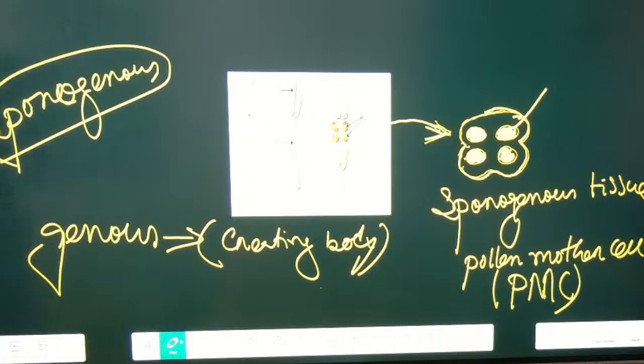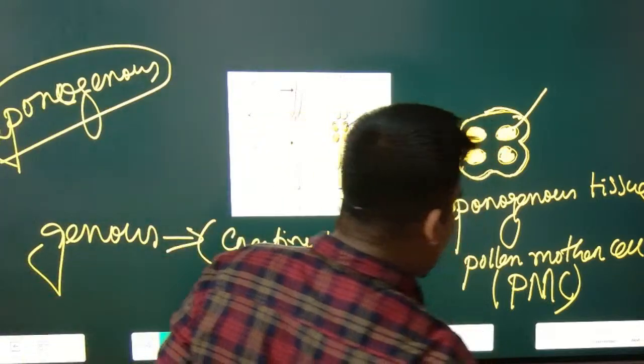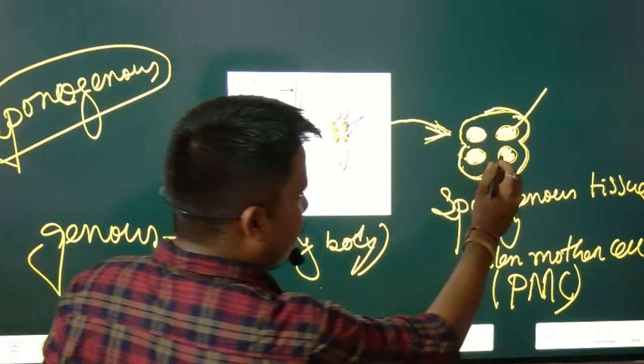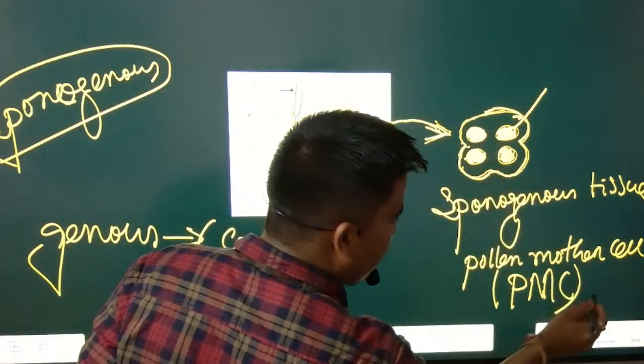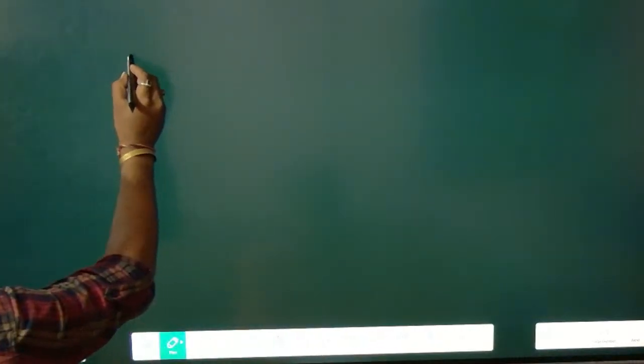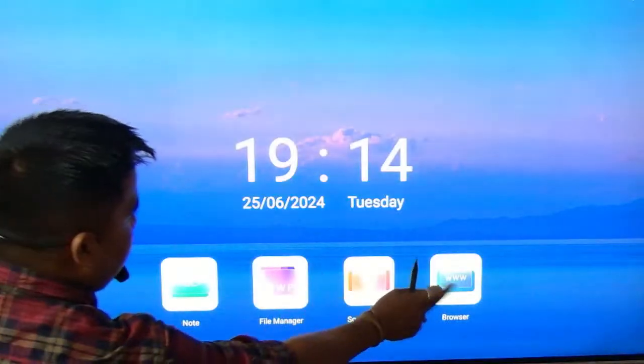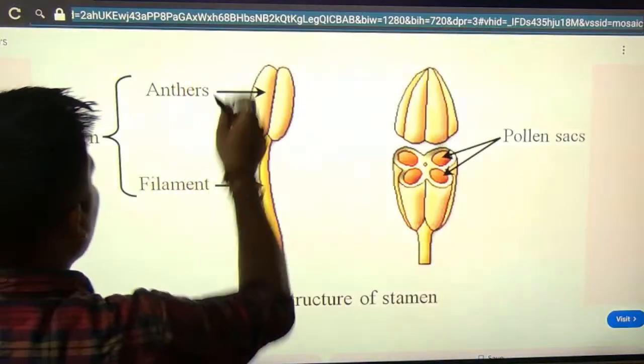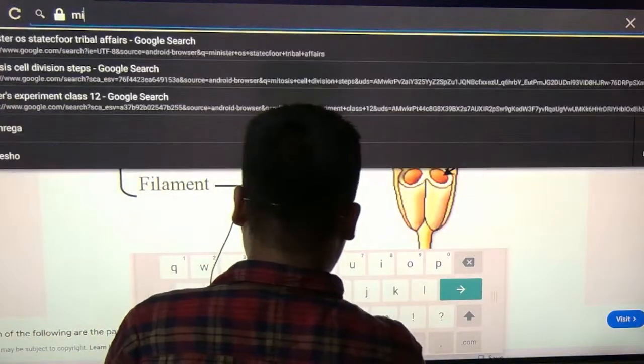Okay, so these cells are PMC, and this is sporogenous tissue. So we should have a clear idea of the microscopic structure of sporogenous tissue. Let's look at the microscopic structure, which is called the microsporangium.